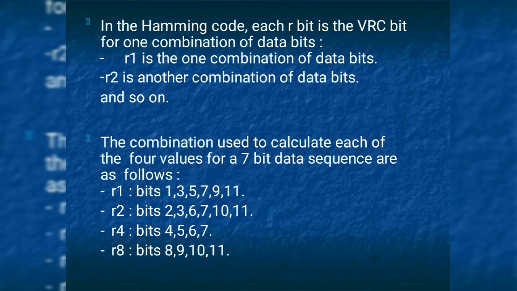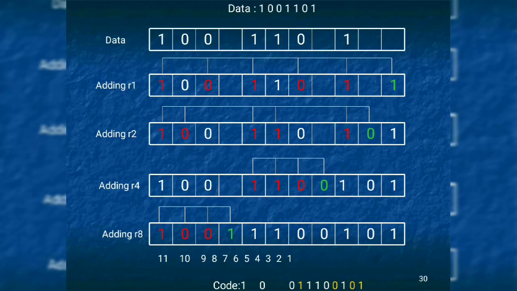See here, the data unit will be 1 0 0 1 1 0 1, and first we add the redundancy. The 1, 3, 5, 7, 9, 11 positions will have the redundant bits. So one parity bit, one skip; one parity, one skip. In this way you are going to add the redundancy.